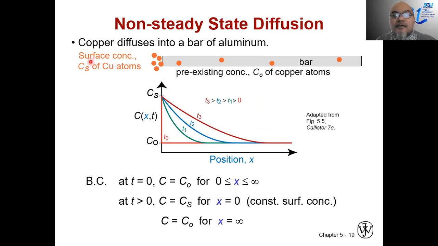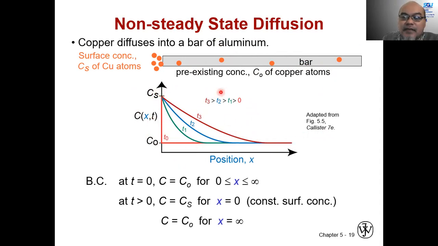We have the concentration of the copper ion at the surface, CS. There is also a pre-existing concentration of copper along the aluminum bar, and that concentration is drawn here in this graph. At T0, all the copper is completely at the surface. This is CS.